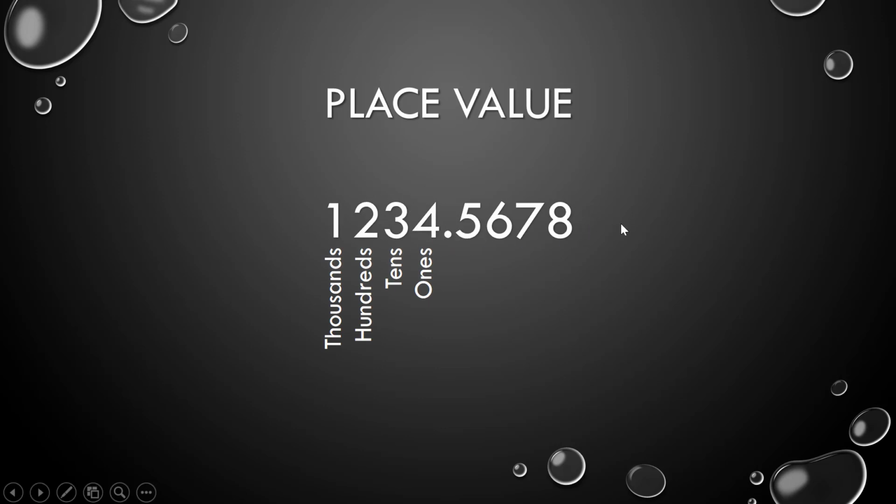Let's look at the digits after the decimal point. The number 5 is in the tenths place. So in other words, this is 5/10. The number 6 is in the hundredths place. So that would be 6 over 100. The number 7 is in the thousandths place. So that's 7 over 1,000. And the 8 is in the 10,000th place. So that would be 8 over 10,000.